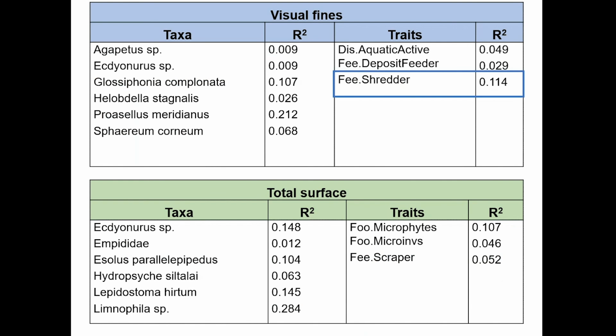And these tables, I just wanted to show them quickly. These are related to the gradient forest analysis because it can pick out which taxa or which traits are contributing most to those curves. And shredders, again, were pulled out as the trait which was contributing most to the turnover for visual fines. So just, again, more evidence that shredders are sensitive to fine sediment.